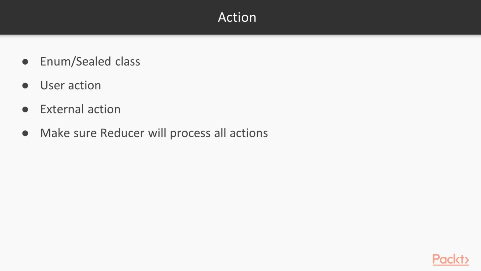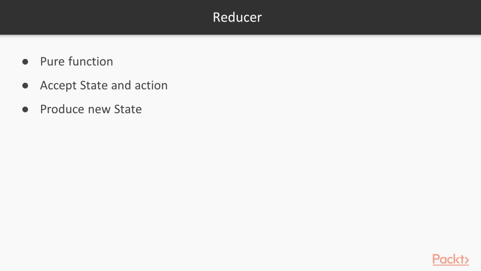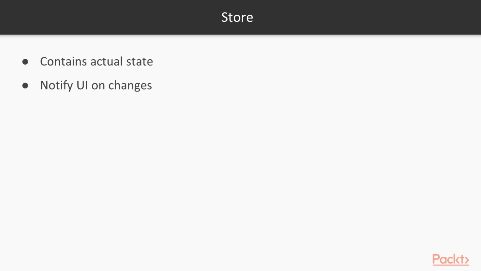Action, in our case, could be an enum or a sealed class. It will represent a user action such as a button press or text entering, or an external action such as a response from a server. Also, using an enum or sealed class will help us make sure that the reducer will process all the actions. Reducer, in our case, as I said previously, is a pure function. It will accept a state and an action, and based on them produce a new state that will go to the store. Store will contain the actual state of the application and notify the UI on changes.